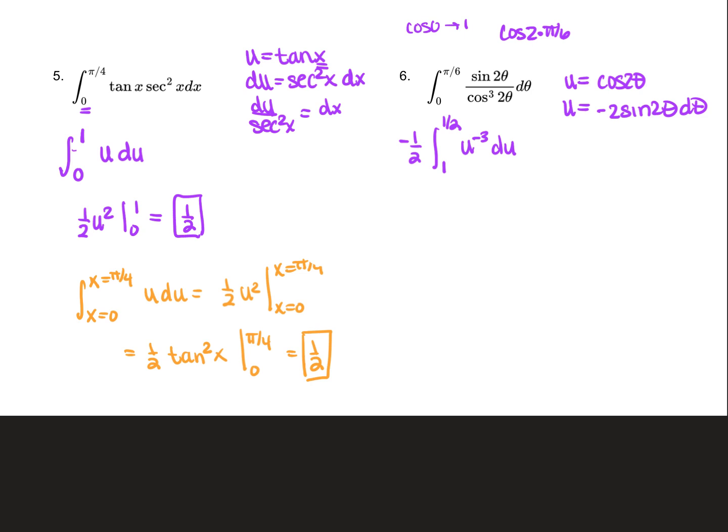Integrating this. So let's see, integrate, you add 1. I'm going to divide by the new power. So then we'll have 1/2 to the negative 2 minus 1 squared. So this would be 1/4. 1/2 to the negative 2 would be 2 squared, which is 4. So 3/4.